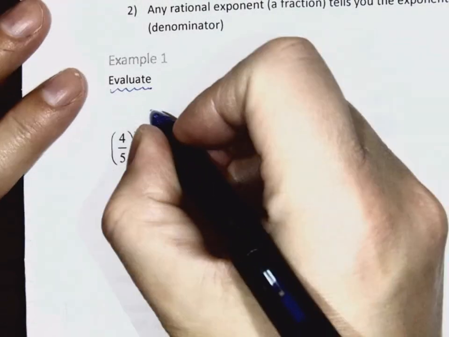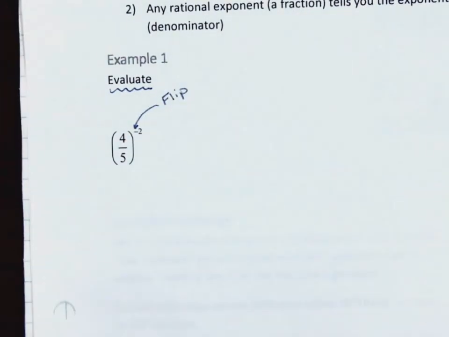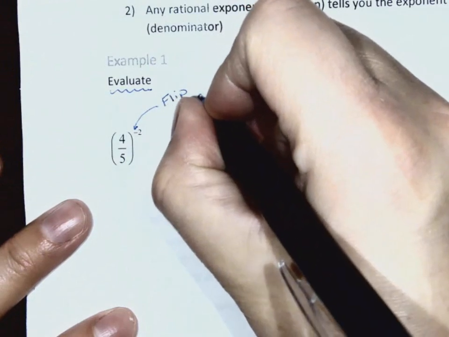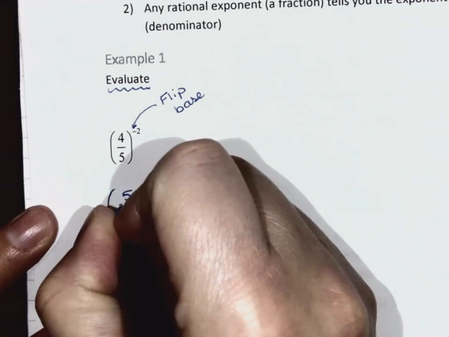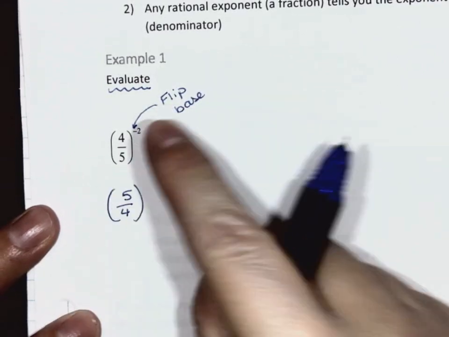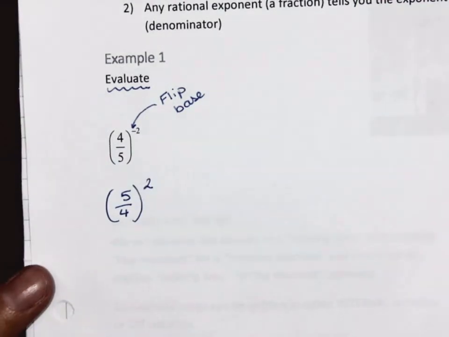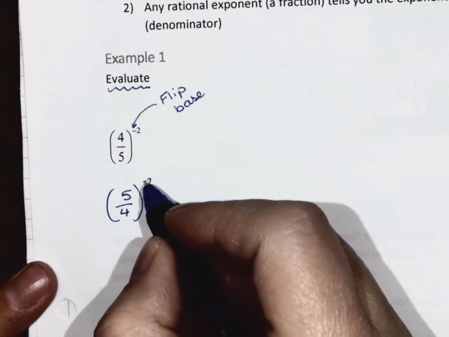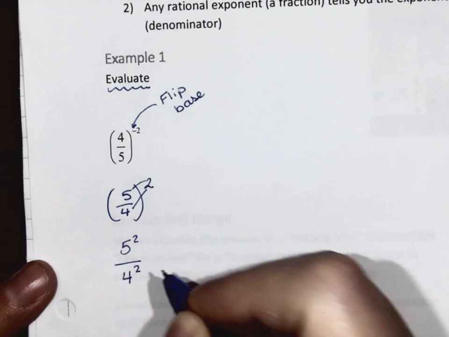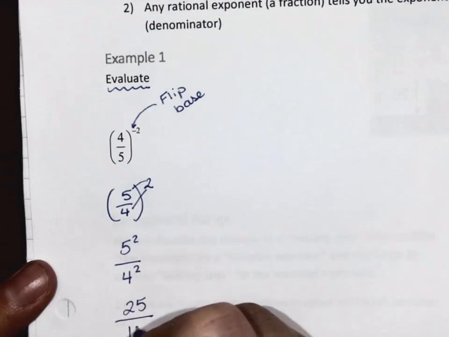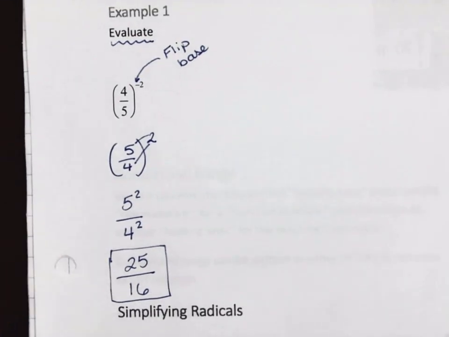Okay, so this is kind of a two-stepper. This tells me to flip the base. It doesn't tell me to make anything negative, just flip it upside down. So my new base is going to be 5/4. I've done the flip, so the negative goes away, and that's squared. So now, when the fraction is inside the bracket, that's applied to the 5 and the 4. So we have 5 squared over 4 squared, which is going to be 25/16. So that's what I mean by evaluate.